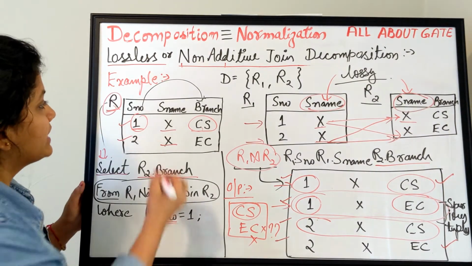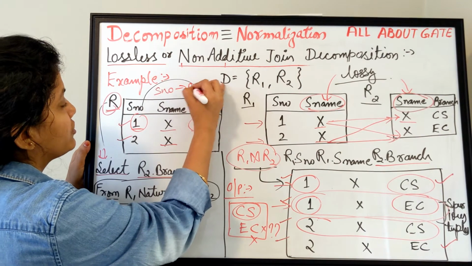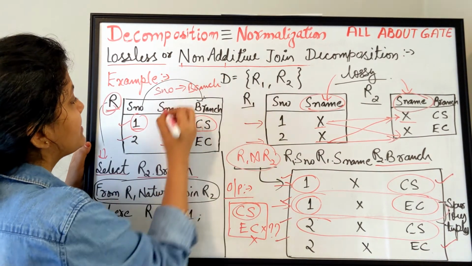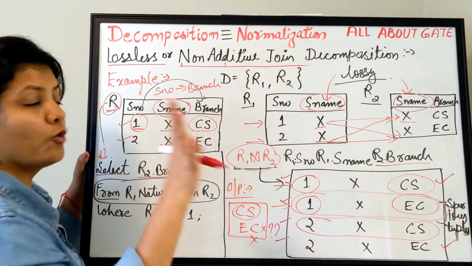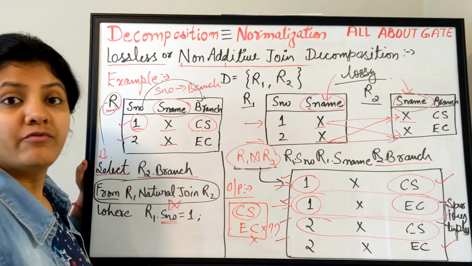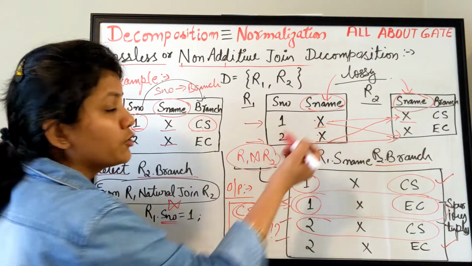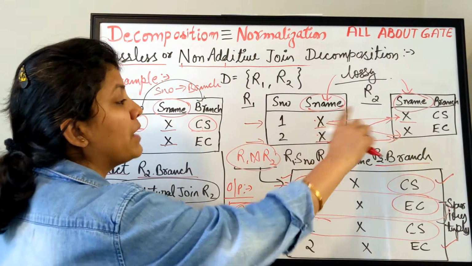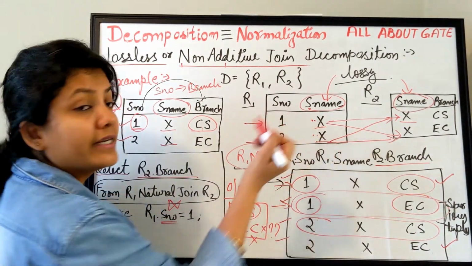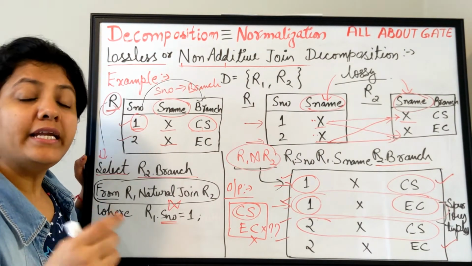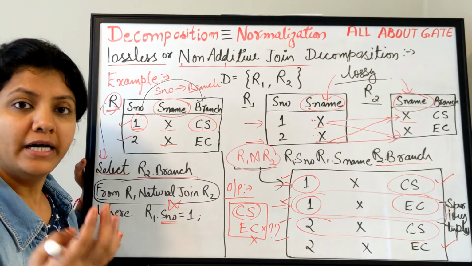If you see here, the FD which was true here was S number determines the value of branch, correct? Which nowhere says that S name has any power. S name had no power, but while decomposing, we took the S name as a common attribute which was redundant. Because it was redundant, it had the power to generate the spurious tuples. If this would not have been a redundant attribute, then it would have led to the lossless decomposition. Let me show you in the next example.